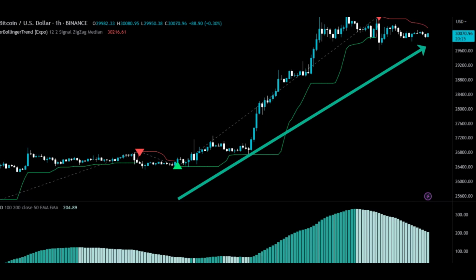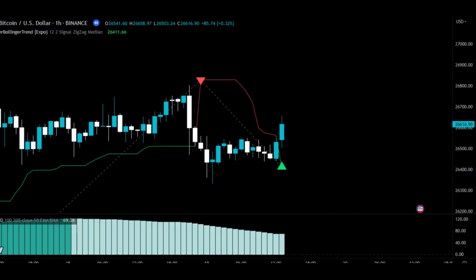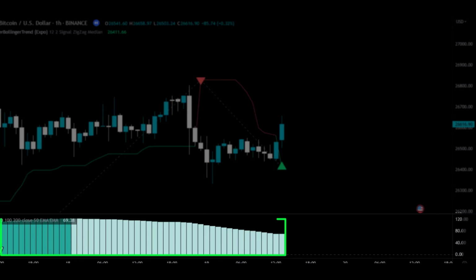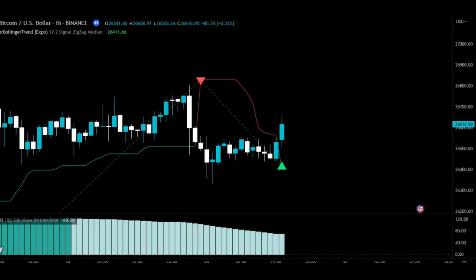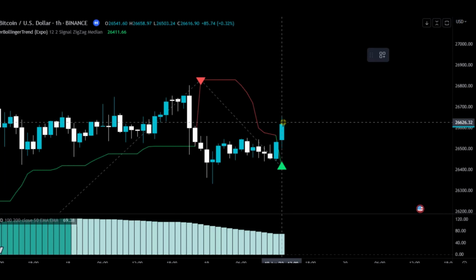With that said, let's go over entry criteria and review some examples. Also, the strategy rules and details are listed in the description below. The rules to enter long on this strategy are: when the MACD histogram is green, we look for a buy signal on the Super Bollinger Trend, which is signified by a green triangle pointed up. All of that happens on this candle here. That is our trigger candle.